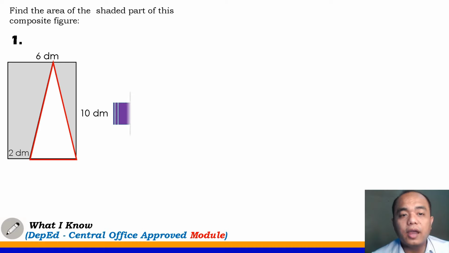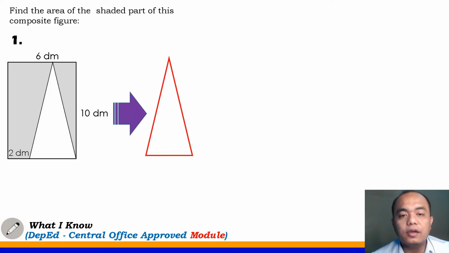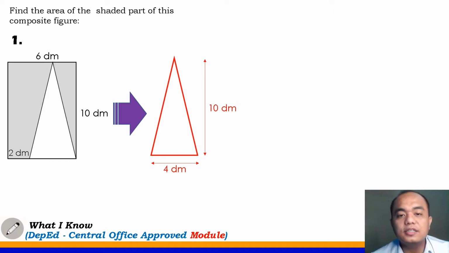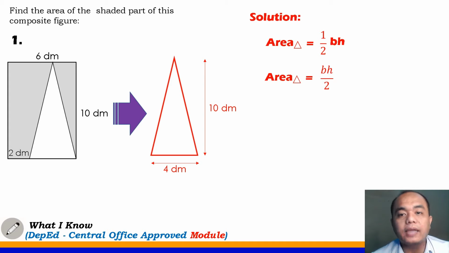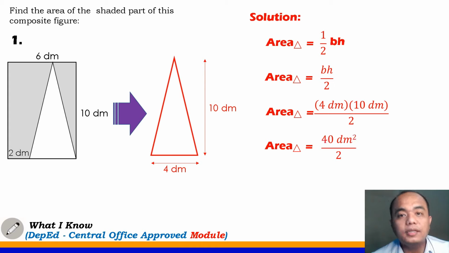Of course, the area of our triangle here, having these dimensions. The height is 10 decimeter and 4 decimeter as base. So we will use the formula of the area of the triangle, which is 1/2 times base times height, or base times height divided by 2. For the base we have 4, and then we have height as 10 decimeter. 4 times 10 will become 40 decimeter divided by 2. And then 40 divided by 2 will give you 20 decimeter squared.